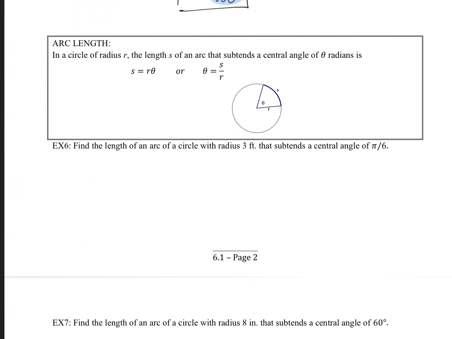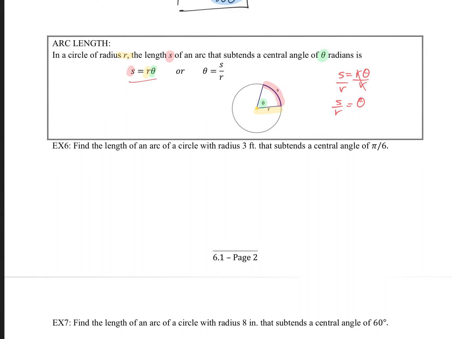Now let's take a look at arc length. In a circle of radius r, so we're talking about from the center to the outside, the length s of an arc that subtends a central angle of theta is given by two formulas. s equals theta times r, or another way to look at it: if you divided both sides by r, we would end up with theta equals s over r.